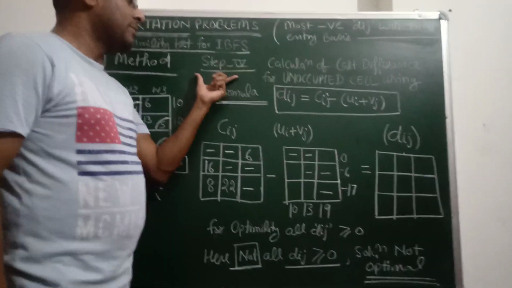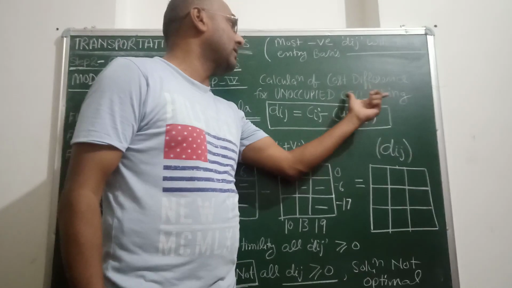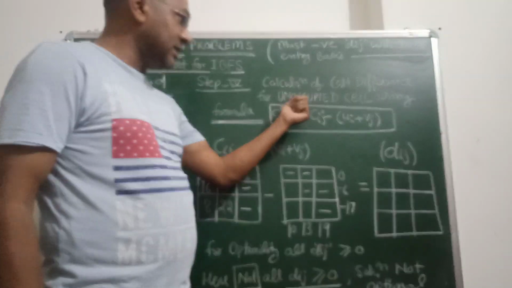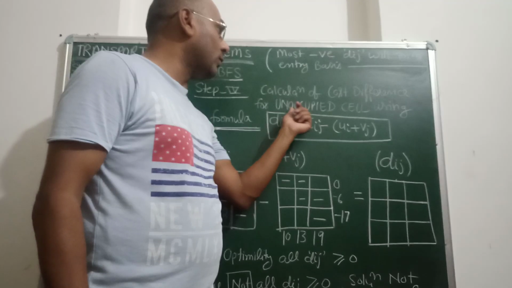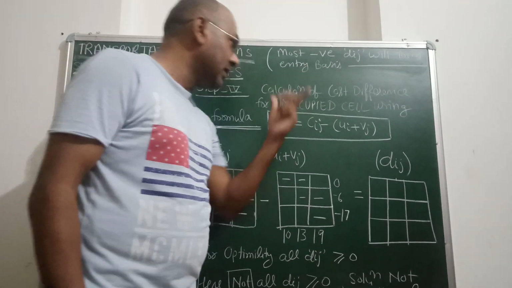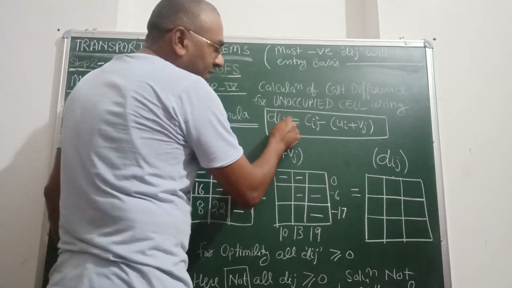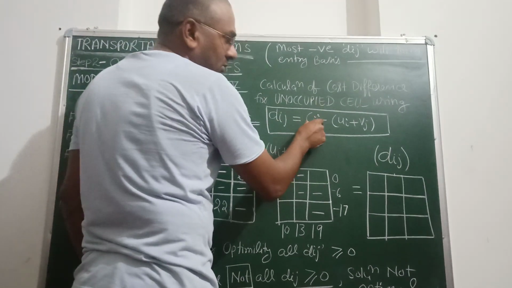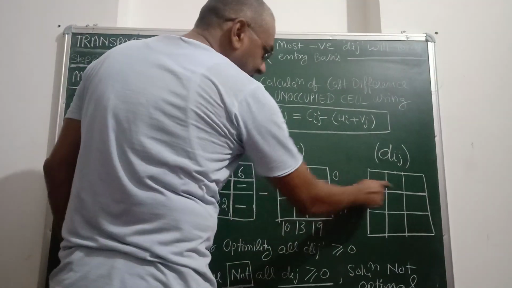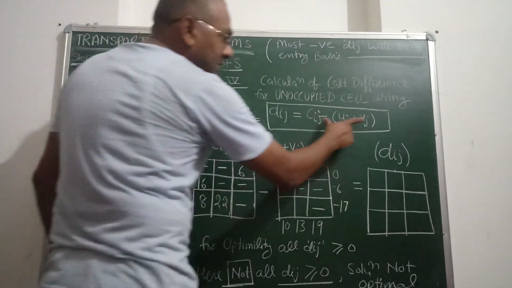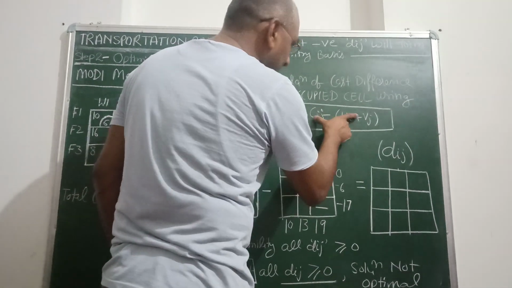Now the next step is calculation of cost difference for unoccupied cells. Okay, now in this step 4, you have to remember that this operation will be performed on unoccupied cells. So the formula for finding the difference is dij equals cij, again the unit cost, minus (ui plus vj). Okay, so we will be forming three matrices here. One is of cij, second one is of ui plus vj, and third one is the difference of these two.